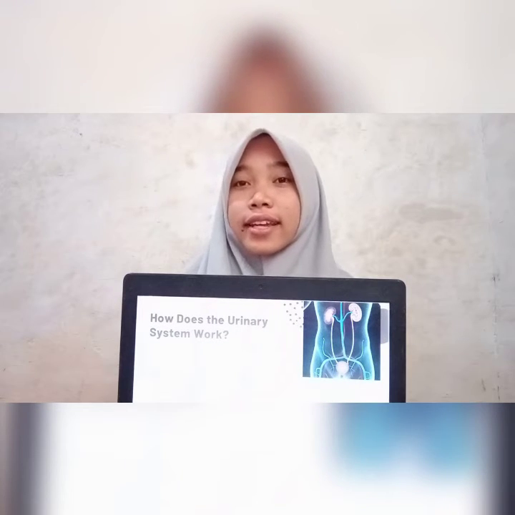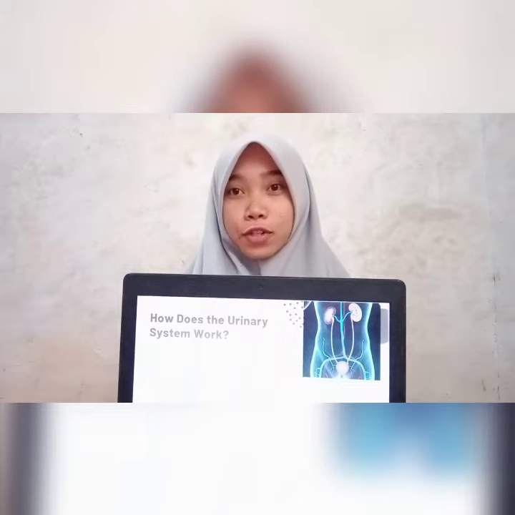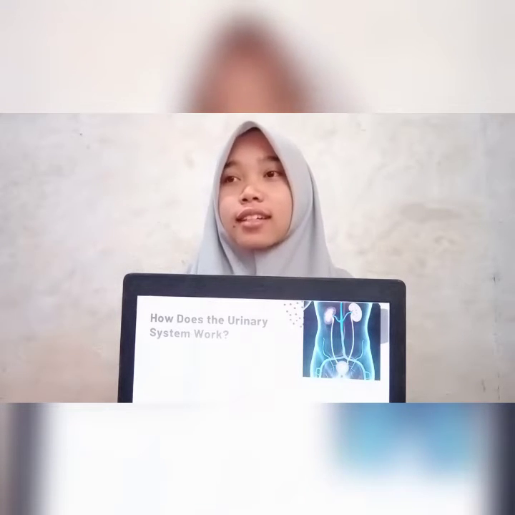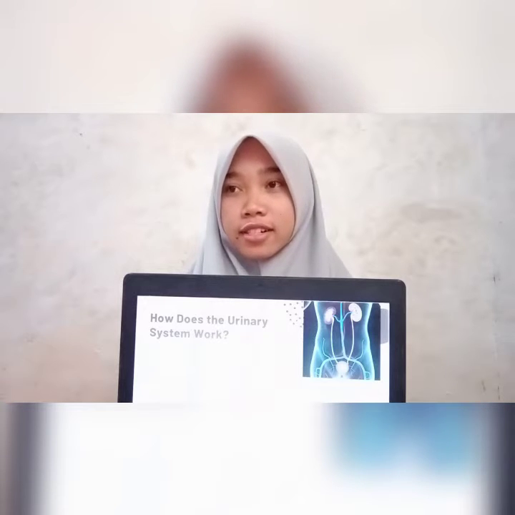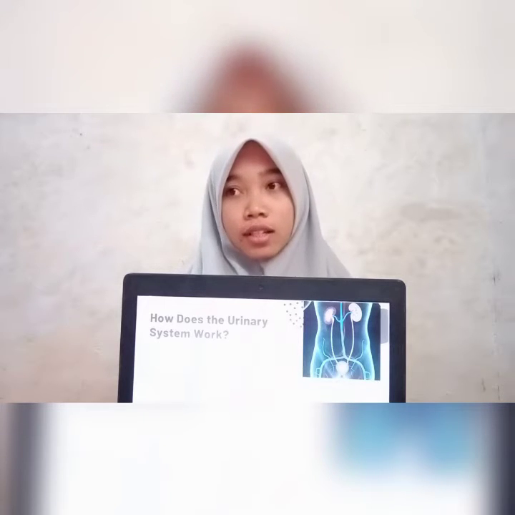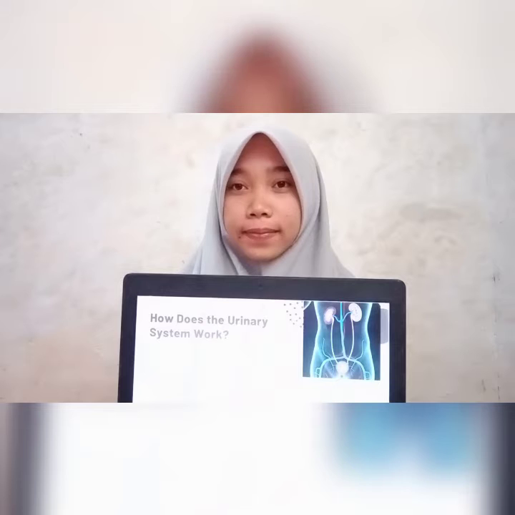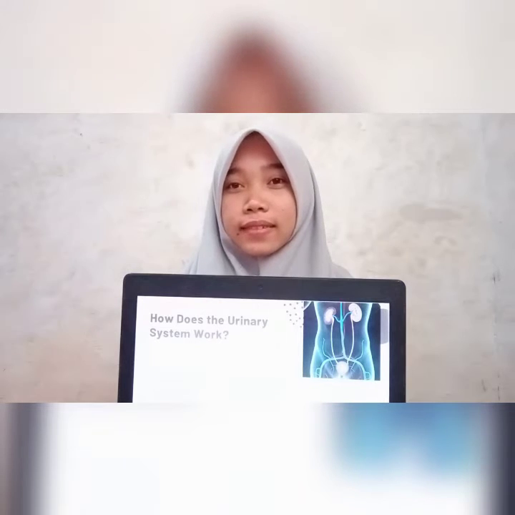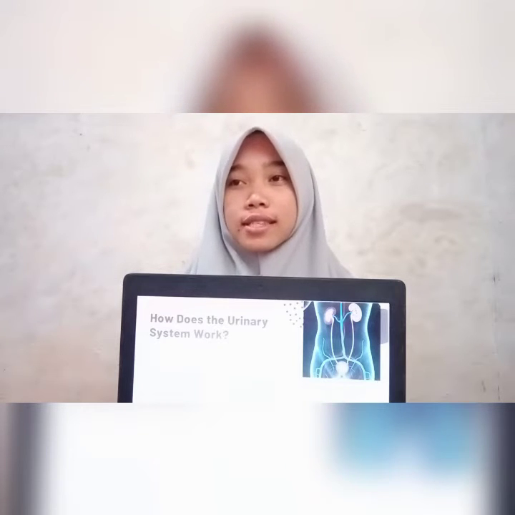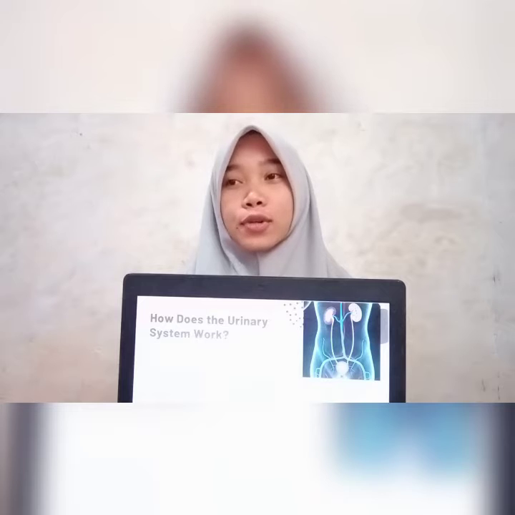And then, any excess or undesired products travel through each ureter and are deposited into the reservoir of the bladder, while purified blood re-enters the circulatory system by way of the renal vein. And last, urine is stored in the bladder until the urinary nervous system releases the contents through the urethra and out of the body.